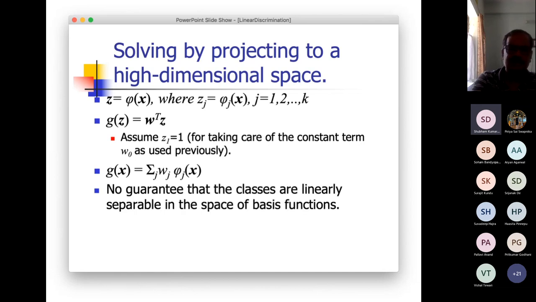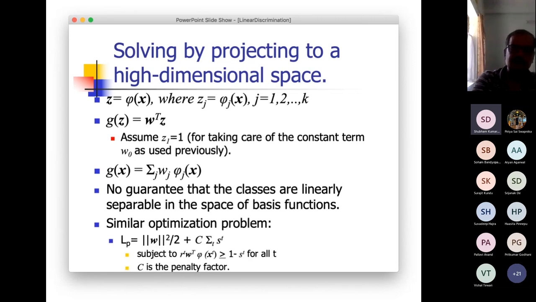But the problem is that even after that, it is not a guarantee. Heuristically or intuitively, it should give you a better power of separability, but no, it is not. There is no guarantee that it would be separable. So still, you can use the same slack variable concepts. That means a more general case.